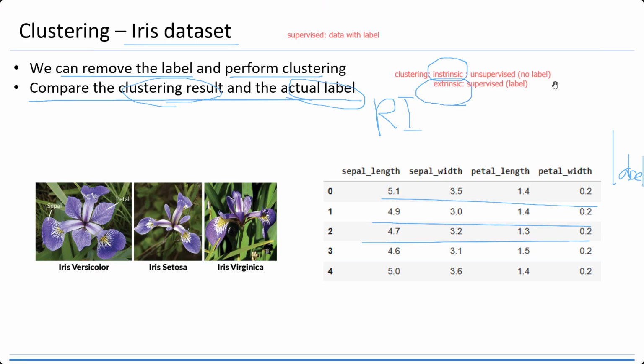For the intrinsic, we can perform the silhouette score. We can perform the silhouette score and also the elbow method for the intrinsic. For the extrinsic, we can perform the RAND index. So let's see how we perform those things in the section.